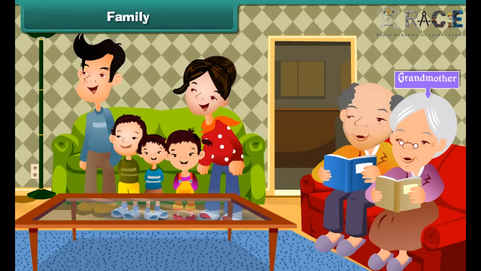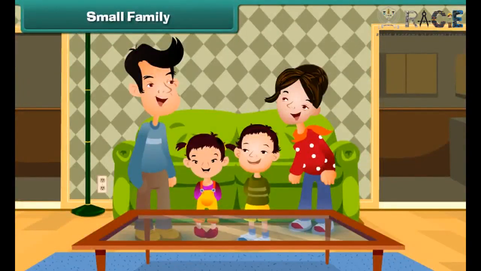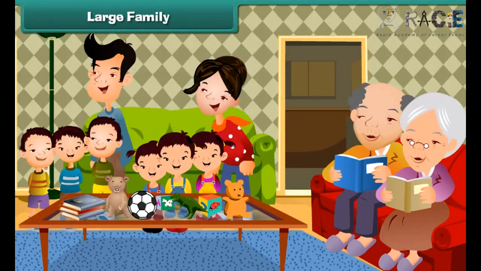Family. Arun lives in a house with his family. His family has 7 members. They are Arun, his mother, father, grandmother, grandfather, brother, and sister. Arun loves his family.